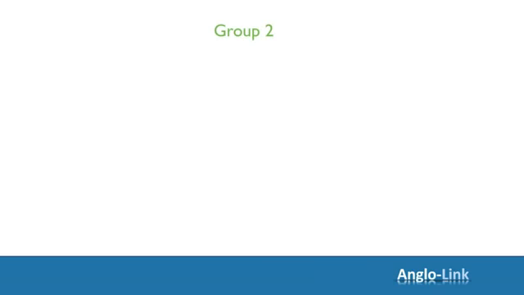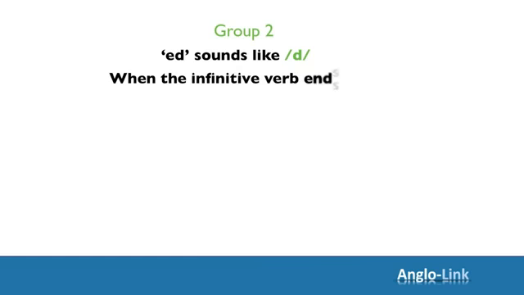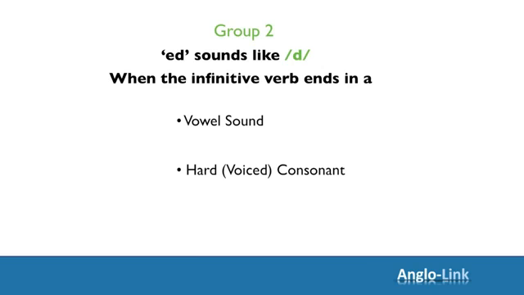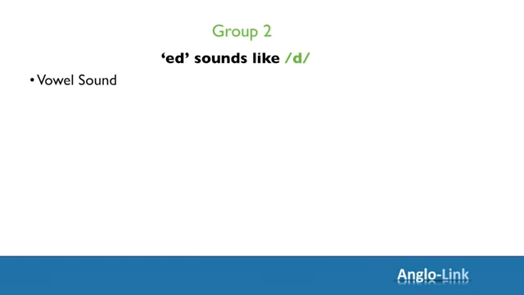Right, let's look at group 2, when ed sounds like d. This happens in two cases. When the infinitive verb ends in a vowel sound or a hard or voiced consonant. Let's look at some examples of vowel sounds. Offer. Remember that in British English, the R at the end is not pronounced. So the last sound is an uh.